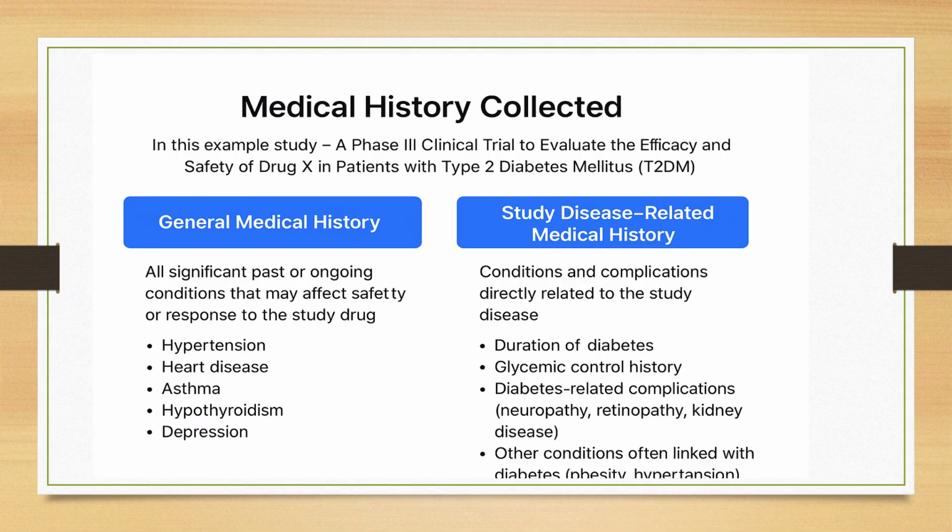In this example, if the subject has hypertension, heart disease, asthma, hypothyroidism, or depression, these details are recorded as a part of general medical history. Because this information helps the investigator assess the eligibility, monitor the safety, and understand how other diseases or medications might interact with the study drug.